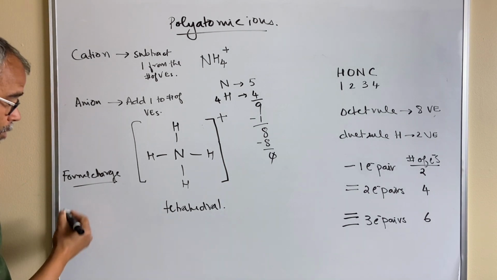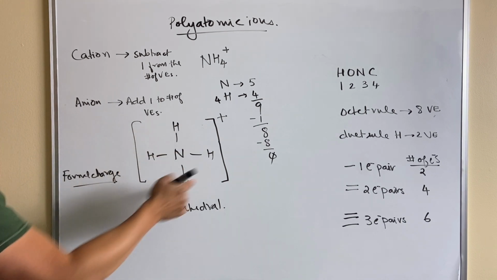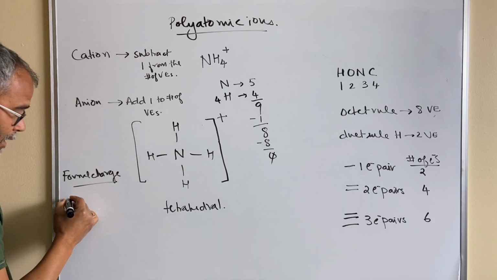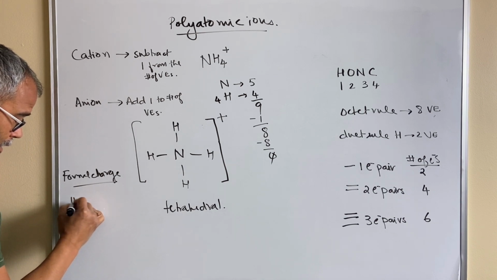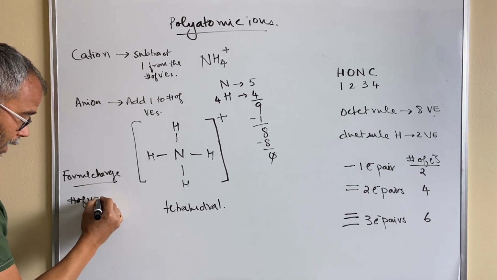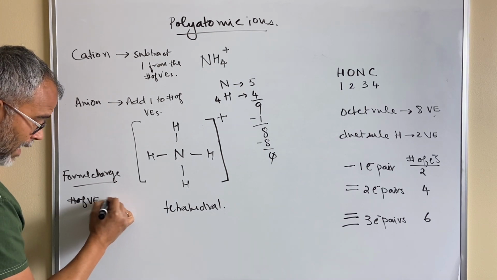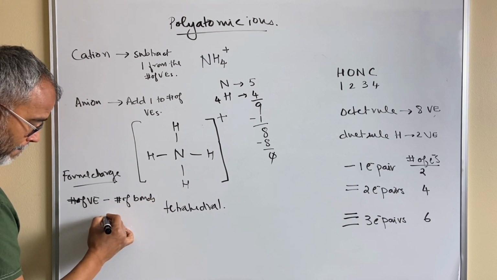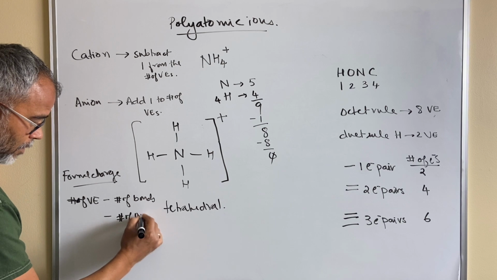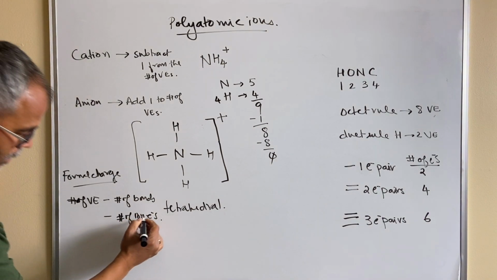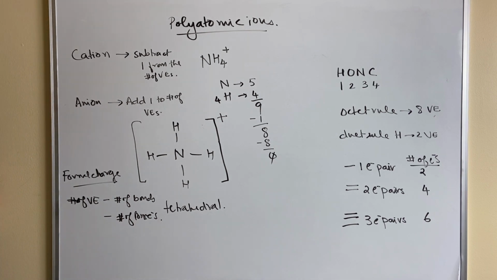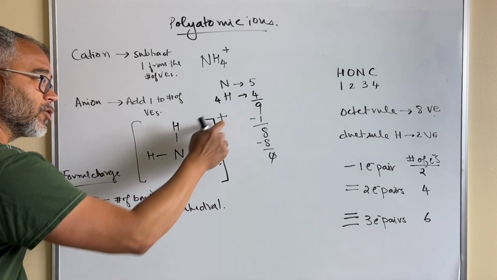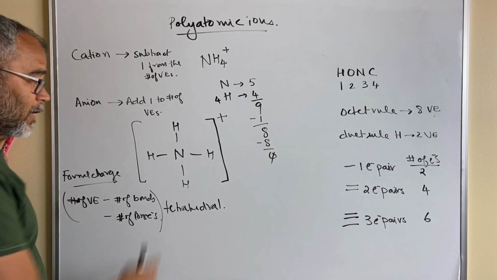So how do you calculate the formal charge? You can calculate the formal charge for each and every one of these atoms, okay? And the formula for that is number of valence electrons for that atom minus number of bonds minus number of lone electrons. That's the formula for the formal charge. And then if you add the formal charge for every one of these atoms, that should equal that net positive charge. Okay, so let's go ahead and calculate it.